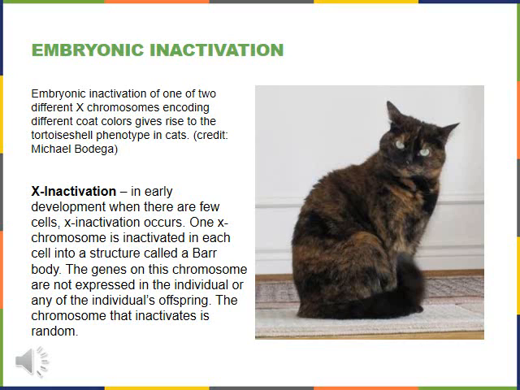The chromosome that inactivates is random, so there's no way to know, hey, this one's going to inactivate, or 90% says this one's going to inactivate but not that one. It's totally random. Okay, there's no way to know. It's a random deal. So this is called embryonic inactivation. And again, this happens early on when there aren't a lot of chromosomes and things in the mix yet. There's not a lot of development going on. There's not a lot of cells that have been produced.